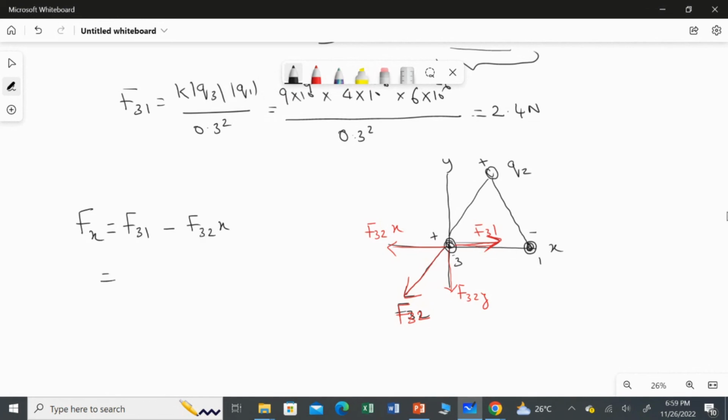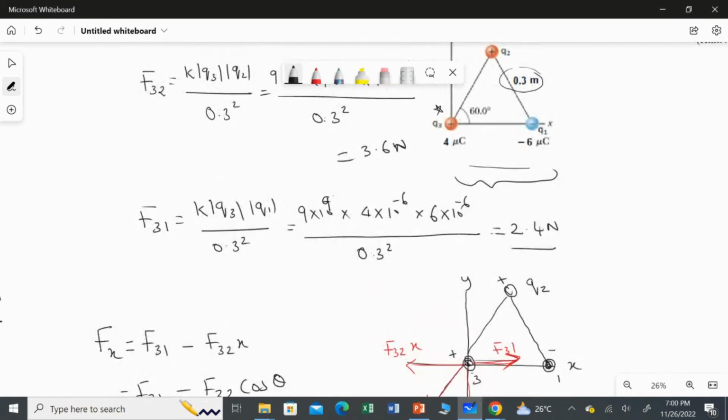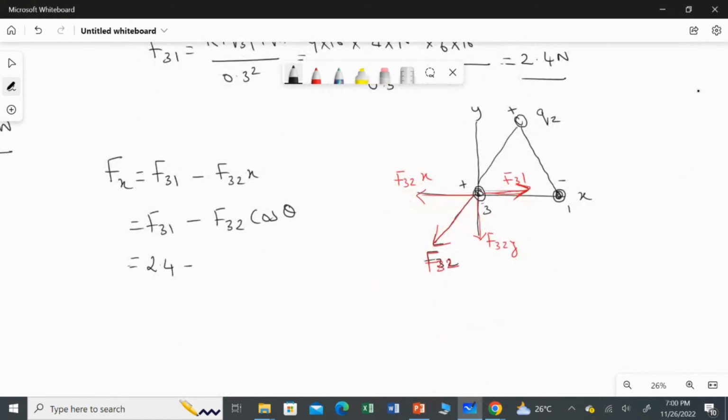What is x component? As we already know, F of 3 of 1 I can write as it is minus, how can we write this one? We have to find the cosine. Am I right? So that means F of 3 of 2 cosine of theta. And we know the value of F of 3 1, which is 2.4, right? So 2.4 minus, and F of 3 of 2 is 3.6, cosine of, and this is an equilateral triangle, all angles are 60 degrees, so 60 degrees, and when you calculate you will get the x component value.